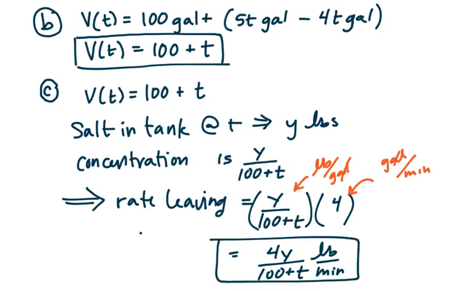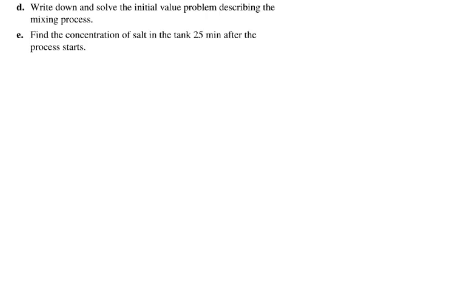So that is my rate at which I'm leaving. So I'm going to skip to the next page and bring that problem back in. We have 2 more parts left to consider here, D and E. So for D, we're going to write down and solve the initial value problem, which describes the mixing process.